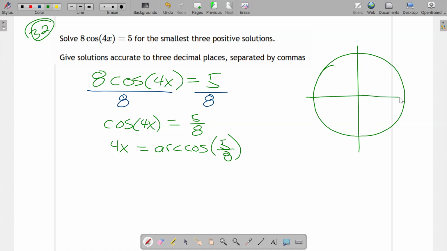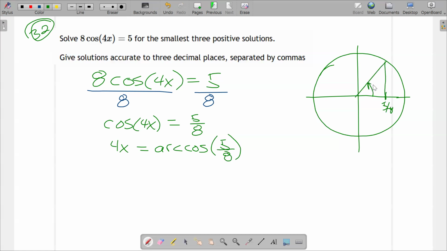So on the unit circle, cosine is an x value. So my x value there is 5/8. So 5/8 is more than half. So about here. Oh no, that's a y value. Sorry, take that back. Okay, about here, 5/8. And so I want the angle that goes with that.